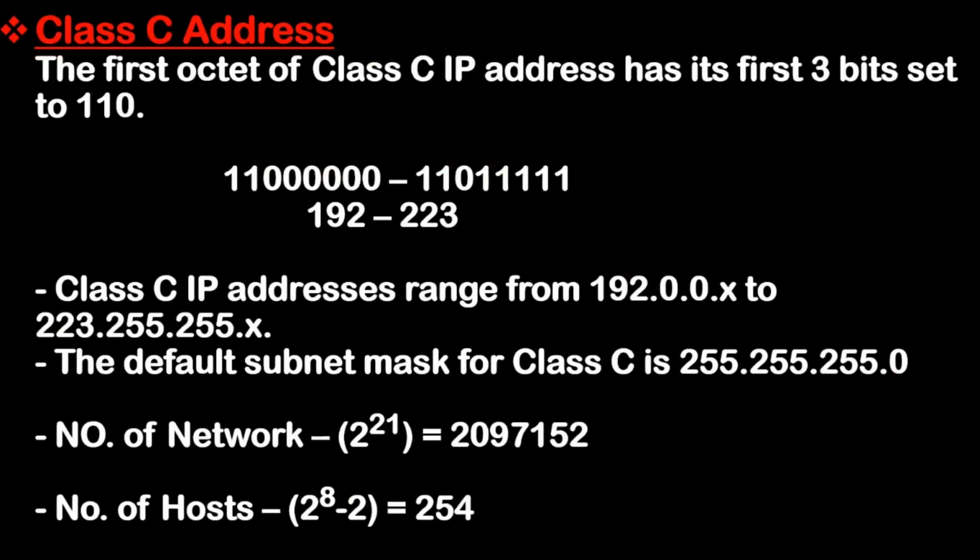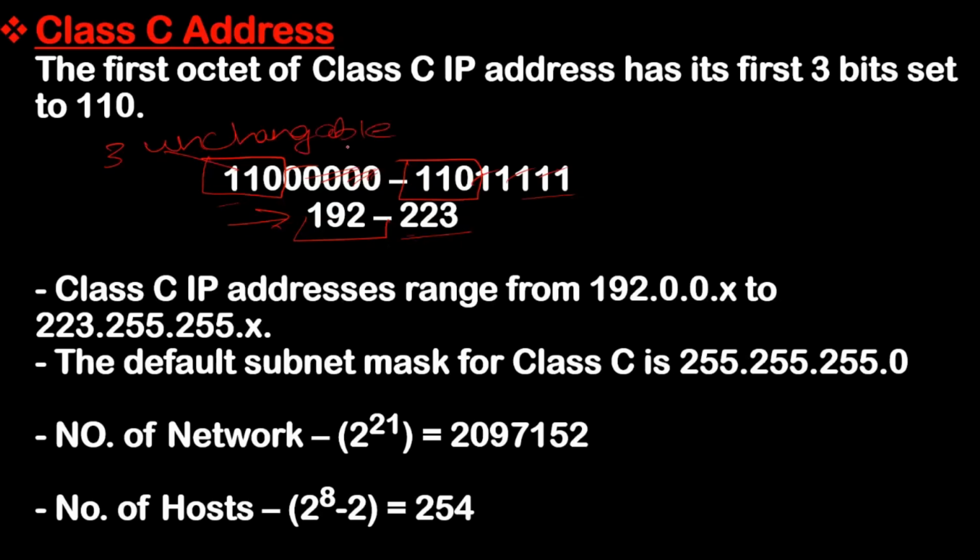Okay, so now next is class C. In class C, same thing. The range is 192 to 223. If you convert 192 into binary, it will be 11000000, and for 223 it's 11011111. If you look at this, the first IP starts with 110, and the last also starts with 110, and all the rest of the binary digits change. So that means here we have three unchangeable bits.